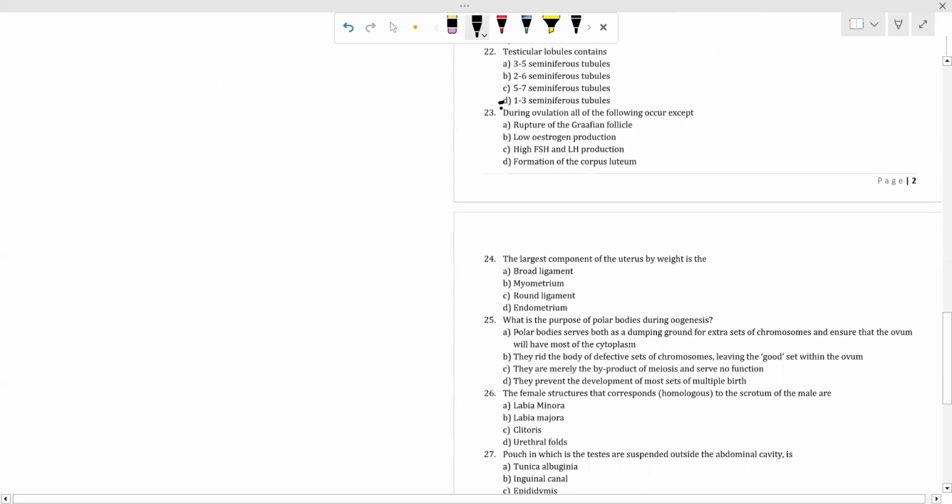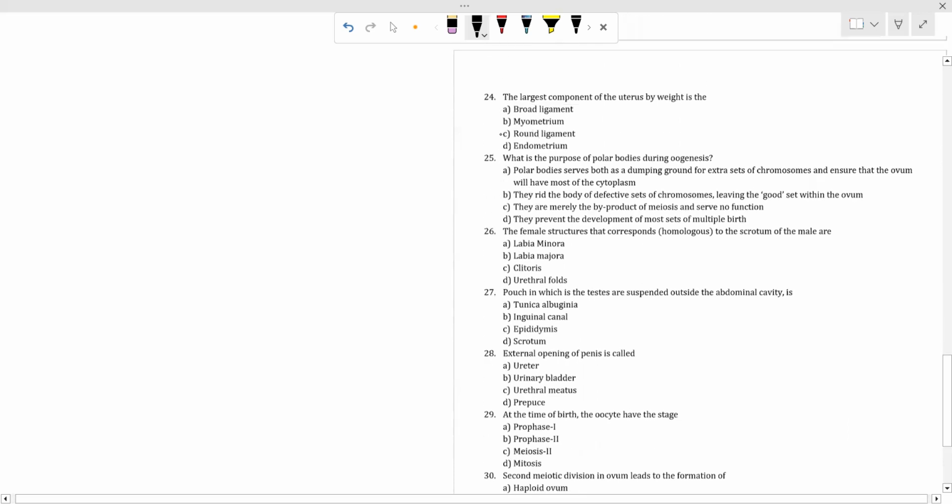Next, during ovulation, all of the following occur except. First is rupture of the Graafian follicle. Rupture of the Graafian follicle has to happen, with release of the egg. Low estrogen production won't happen. High FSH, high LH, and formation of corpus luteum, all these are right. Therefore the answer, which is wrong in this, is option B.